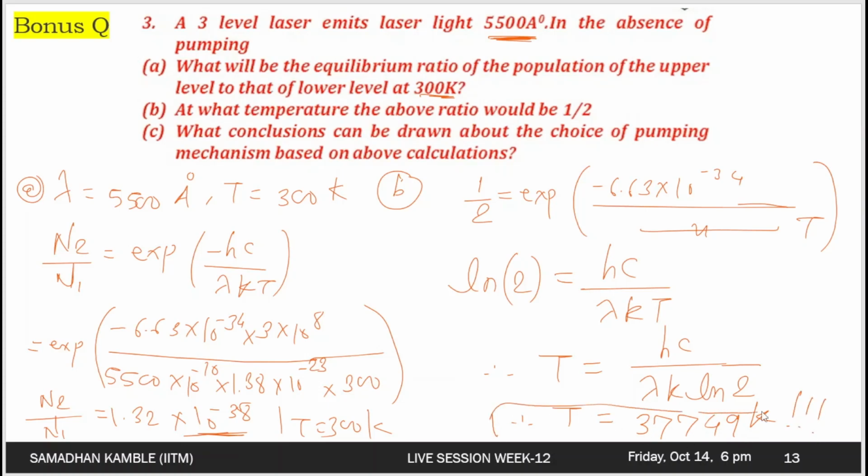So you can see that this is a ridiculously high temperature. More than 37,000 Kelvin is the temperature required for this ratio to become only half. So for 50% of them to be on the higher side, we need to raise the temperature to, let's say, 40,000 Kelvin just for having 50% population in the excited state. That means population inversion cannot be achieved by thermal excitation.